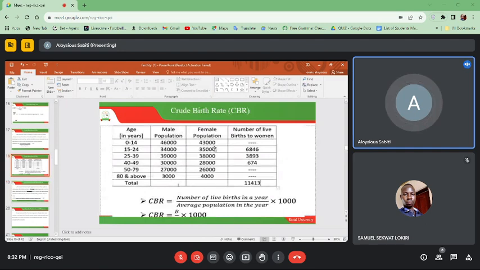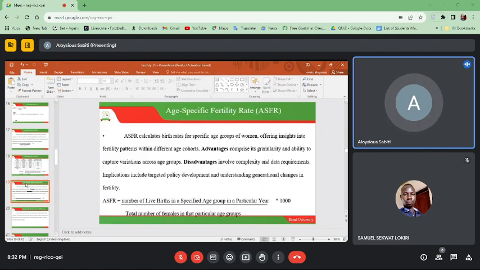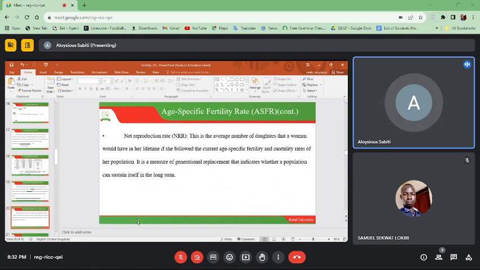So we would look at the total number of females in this particular age group, meaning we are dividing 6,846 by 35,000 females. Then we are able to multiply it by 1,000, and it shall give you your age-specific fertility rate for that particular cohort of 15 to 24 years.